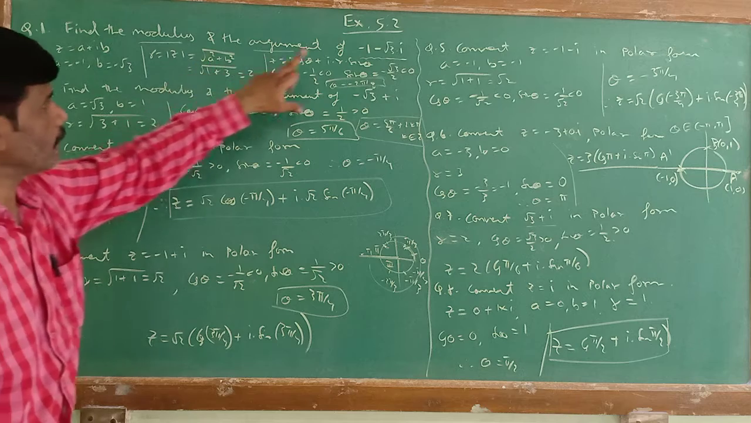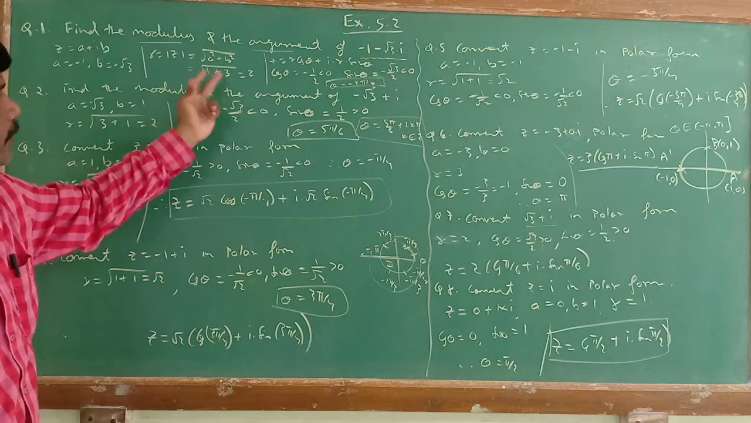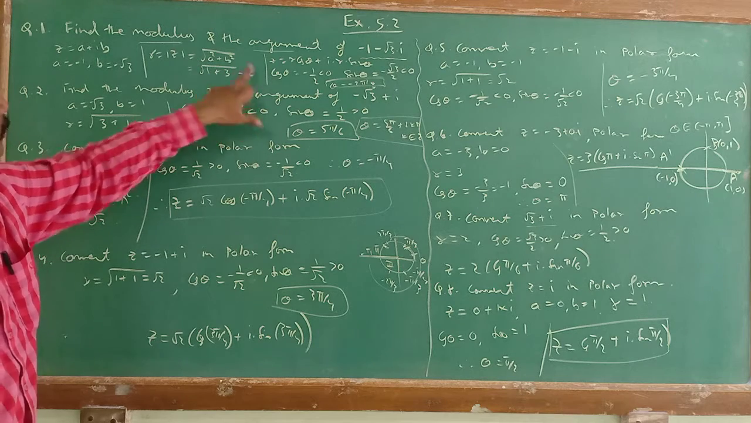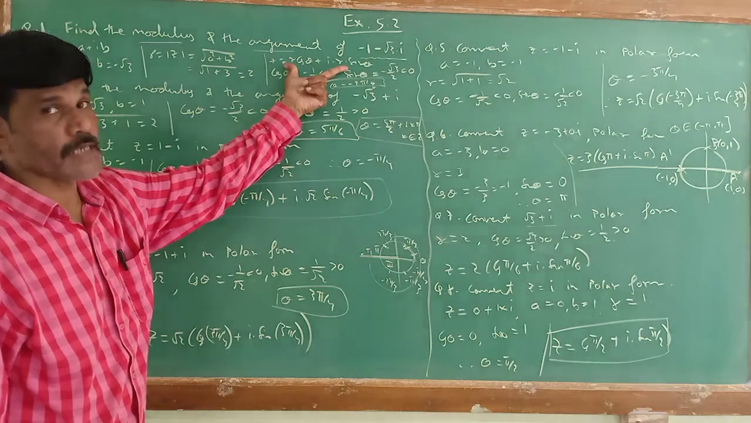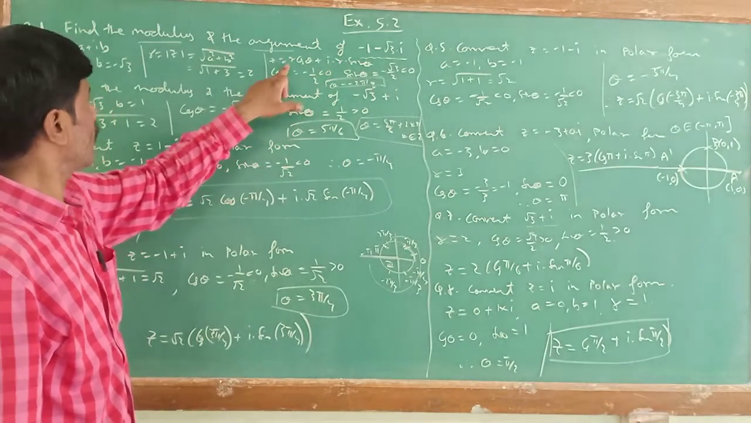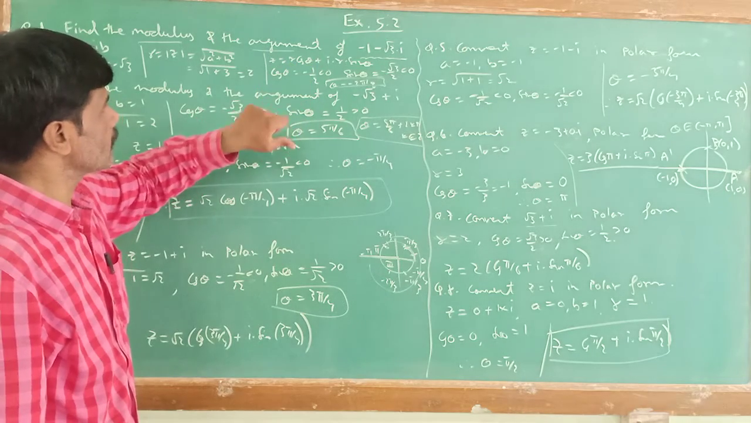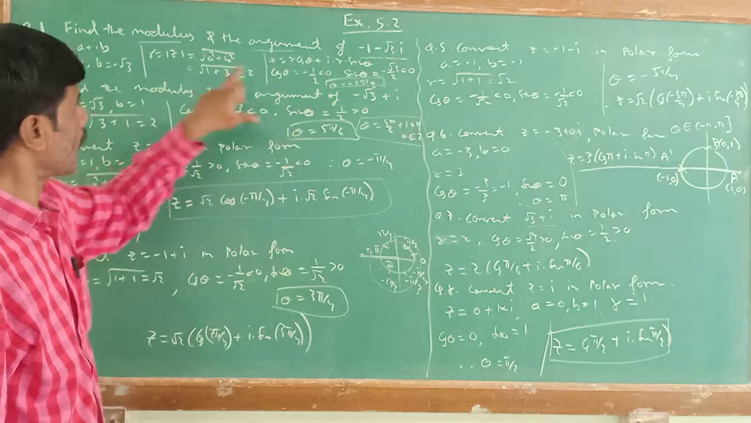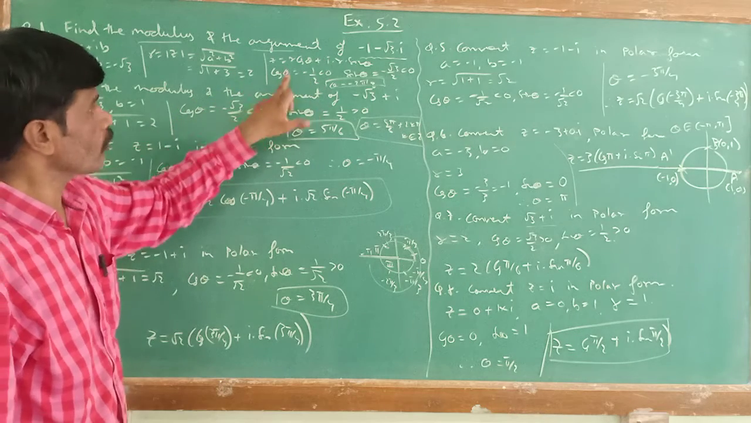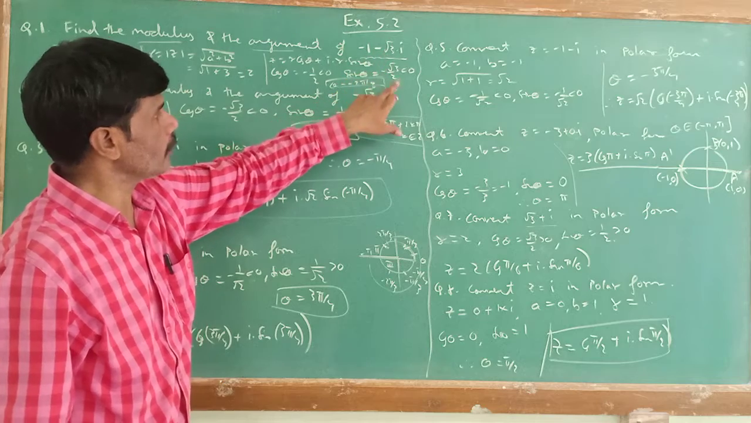So the root of (-1) square, which is 1, plus (-√3) square, which is 3. So 1 plus 3 is 4, and the square root of 4 is 2. Now the polar form is z = r cos θ + i r sin θ. Here we have to find θ. So r cos θ is equal to -1, so cos θ is equal to -1 by r. r is 2, so -1 by 2. So cos θ is negative and sin θ is equal to b by r, that is -√3 by 2, negative.